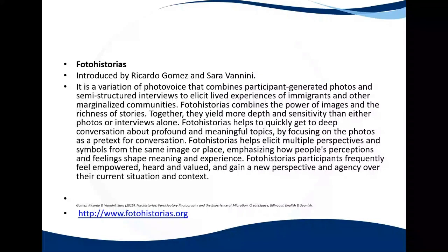So what Gomez and Vanini did was, how about we look at another way in which people can tell their stories? They can tell the stories of not only where they are right now in their experiences, but also the histories of where they come from as well. So here it's not only about taking pictures of the context where you are, but it's also drawing from pictures that already exist. So people's pictures or photos that they have of their home countries, their hometowns, and how these images or photos actually tell stories of where people come from.